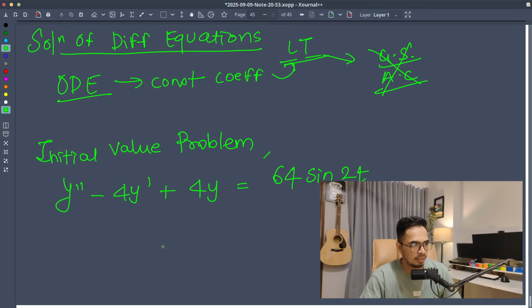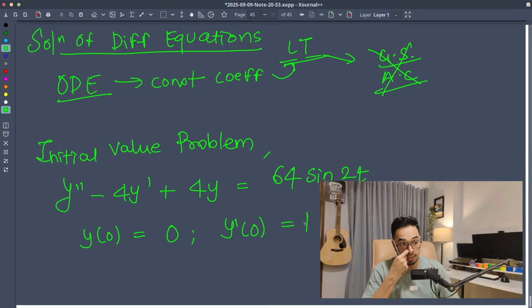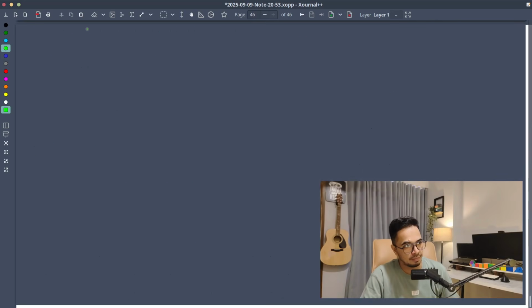And in a typical case, since it is a second order equation, I would give out two initial conditions to you typically. Okay, so let us look at it. Now take the Laplace transform on both the sides.